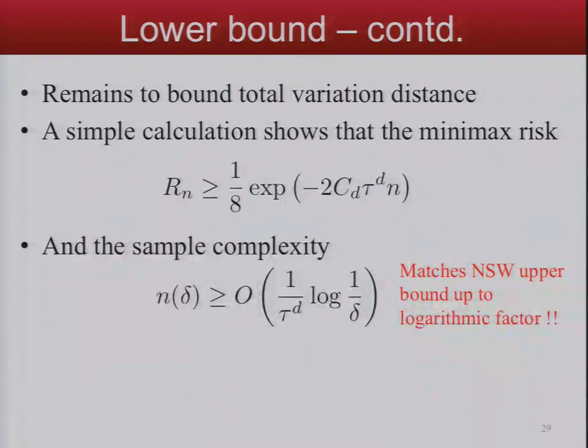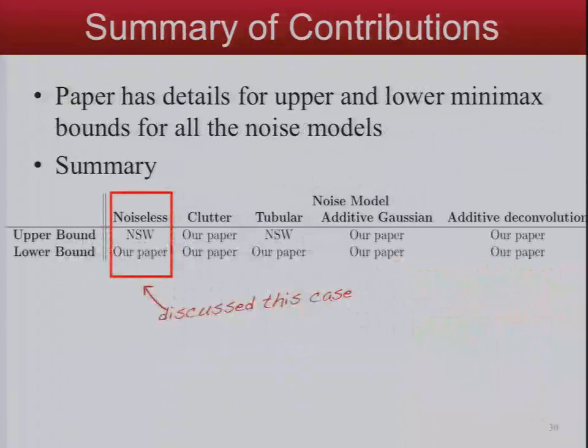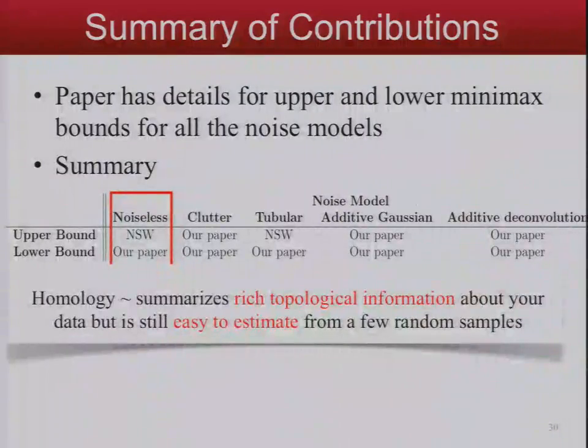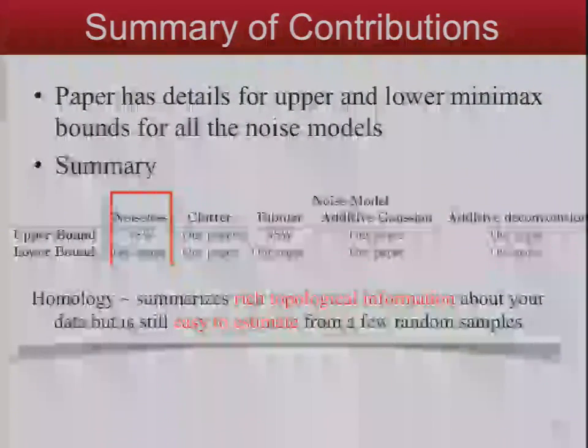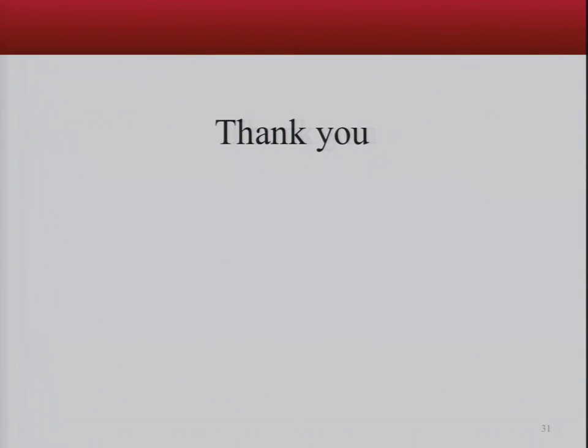Okay, and I'm about to conclude. So this is a summary of our contributions. The paper has a lot more details for the minimax bounds for all of the noise models that I just discussed. And hopefully at a high level, what I've convinced you of is that homology or topological data analysis is a useful thing, and you can capture rich topological information about your data given a small number of random samples. Thank you.